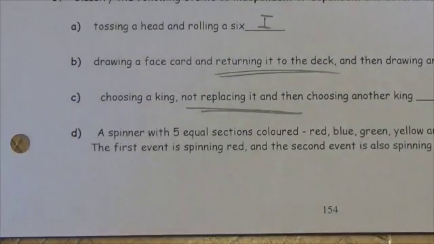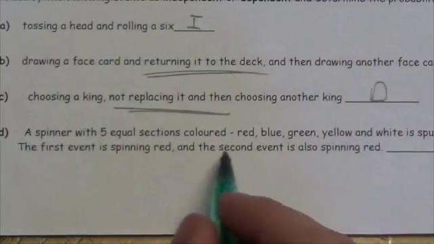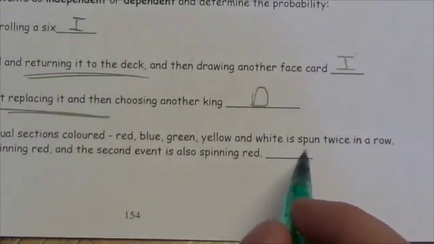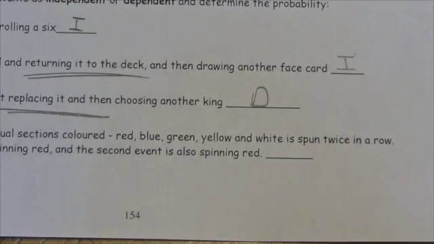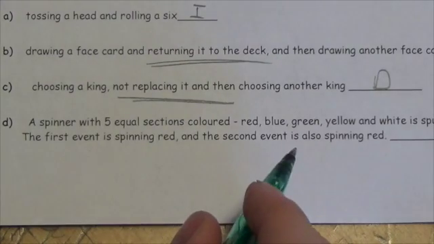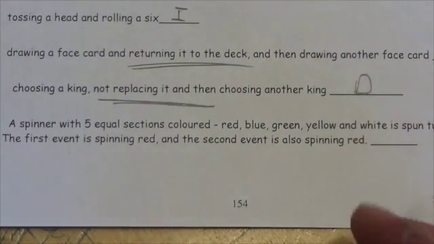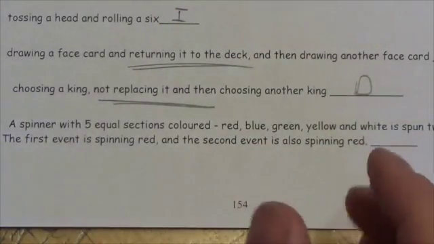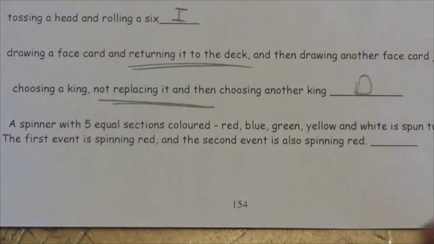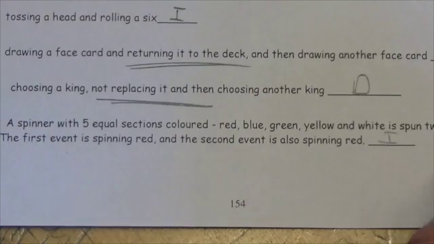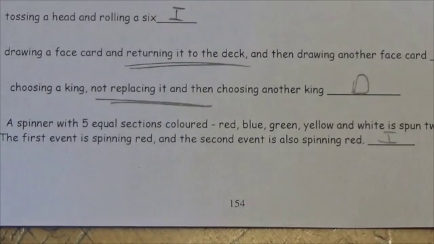Okay, a spinner with 5 equal sections colored red, blue, green, yellow, and white is spun twice in a row. The first event is spinning red, and the second event is also spinning red. So the spinner with 5 equal sections, you spin it twice in a row, but the second time you spin it isn't going to be affected by the first time. You still have the same number of choices there, so these are going to be independent of each other. Okay? Couple more.